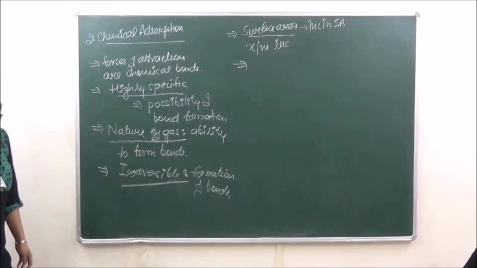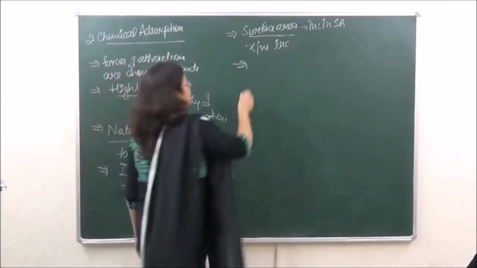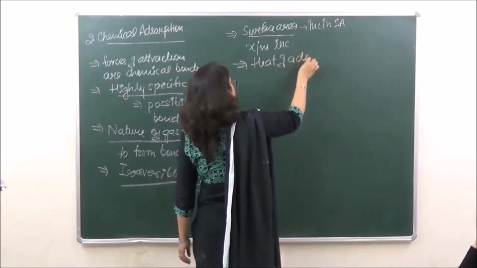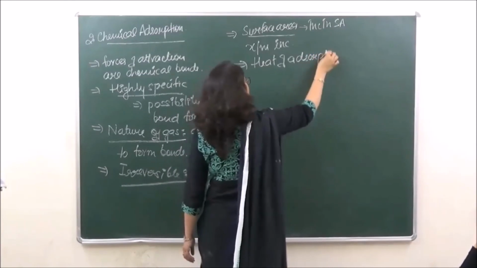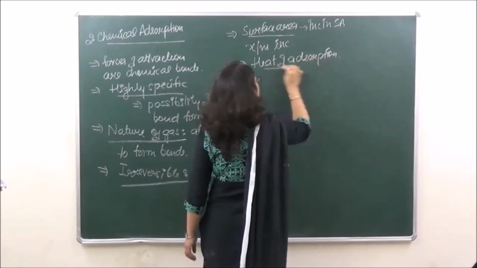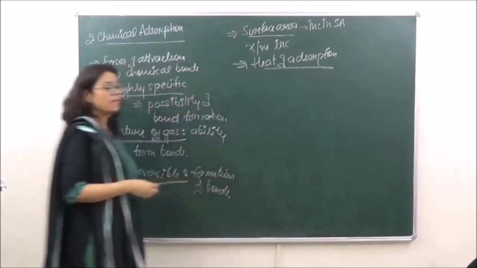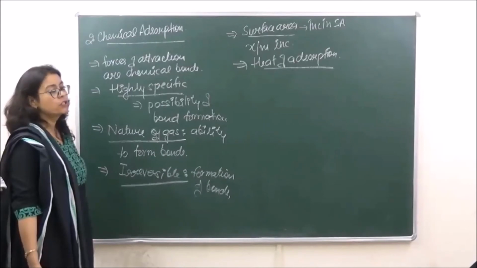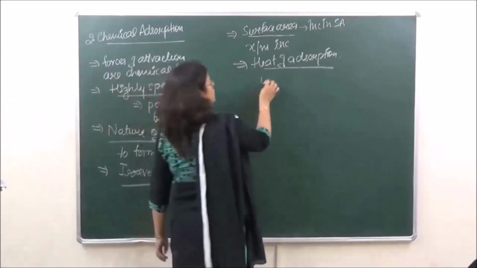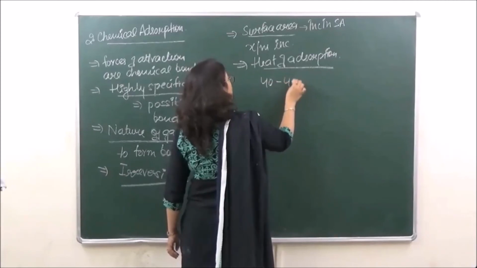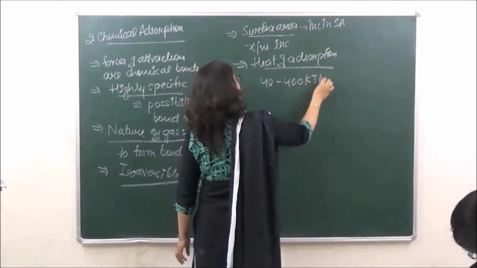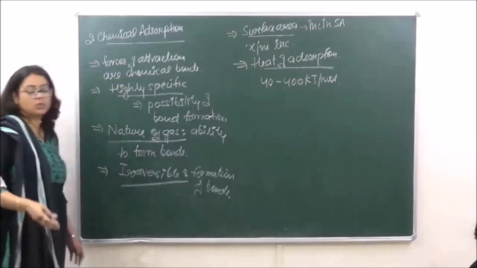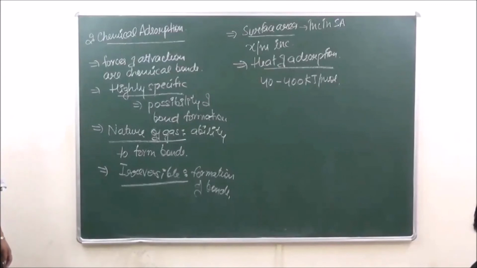Okay? And then last is heat of adsorption. Chemical adsorption has high heat of adsorption. Why high heat of adsorption? That is because of chemical forces which are present. So the heat of adsorption is of the order of 40 to 400 kilojoules per mole. The high heat of adsorption is due to the chemical forces of attraction.